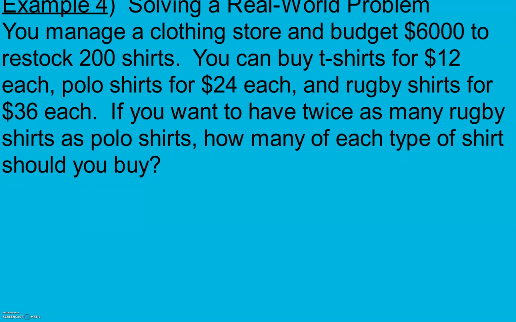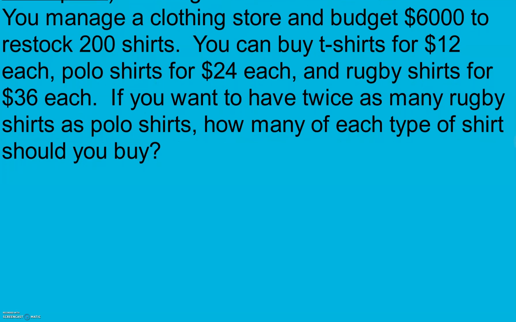So we have 3 different variables here, 3 different things that we can change. We can have t-shirts, polos, and rugby shirts. Those are our 3 types of shirts. So I'm going to make this T, this P, and this R. We also have 2 totals that we're talking about: a total of $6,000, so one of them is going to deal with money, and a total of 200 shirts, so one's going to deal with quantity. And then our third relationship is in this sentence.